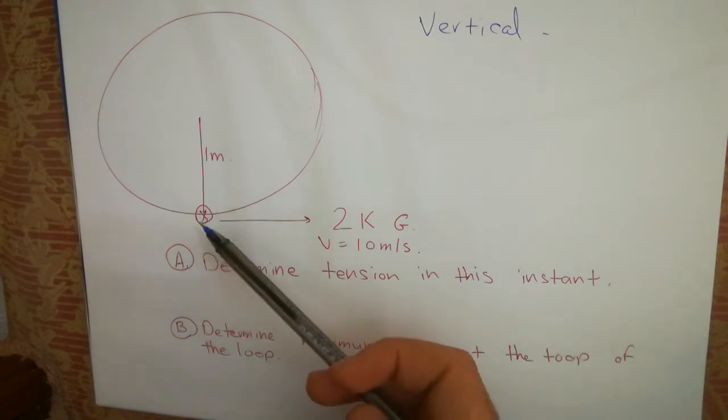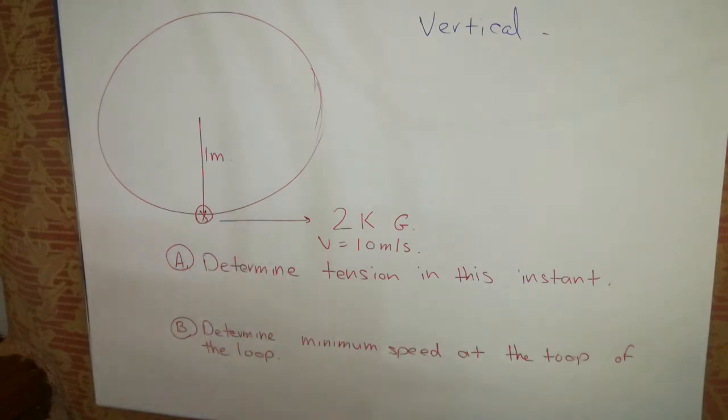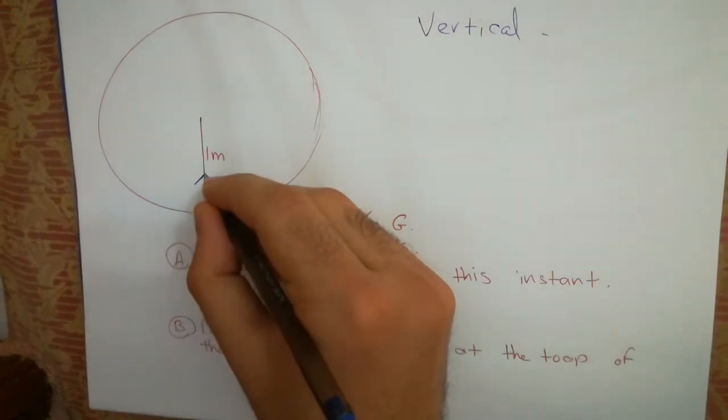You have the force of gravity that is acting in this direction. So the speed of the ball or of the object at the bottom is 10 meters per second. The radius is 1 meter. We are asked to determine the tension in this instant. And so what is tension? Tension is the force acting on the rope. And what direction is tension? Well, tension will be pointing in this direction right over here.